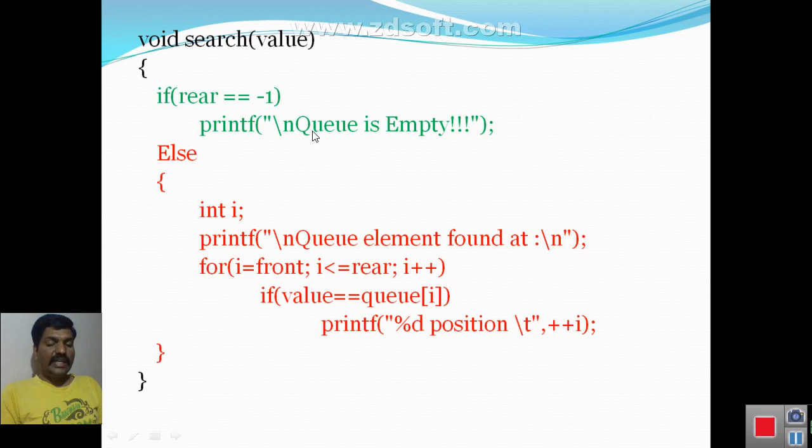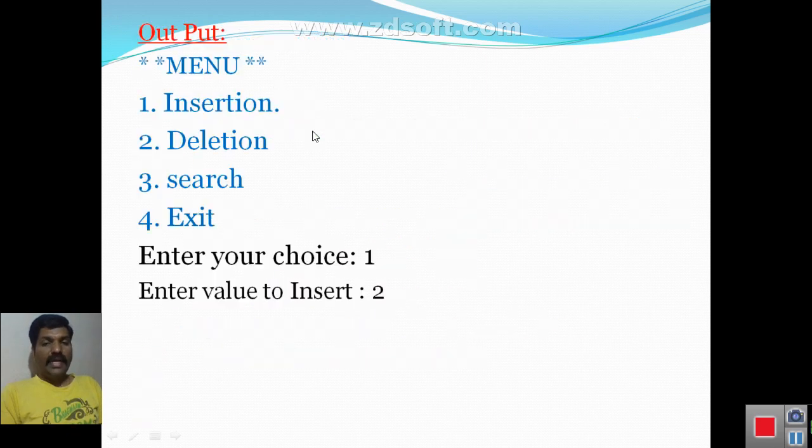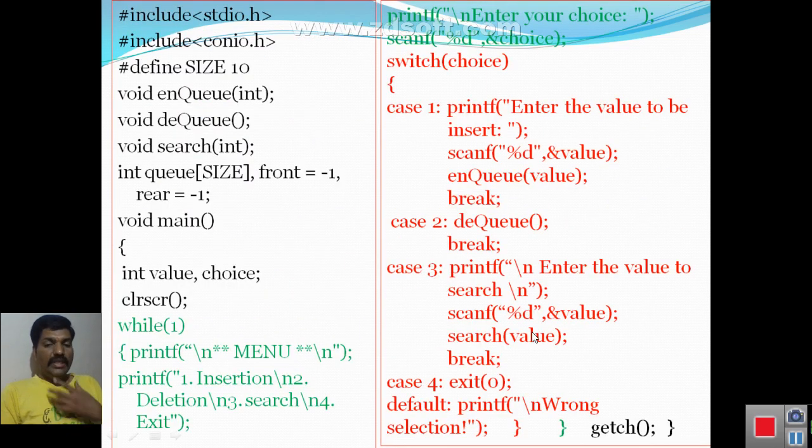After executing the entire search operation, we go back to the main function. In the same line, search value, the second line is break. The particular switch case breaks. Outside the switch is the while body, while of 1 true, again printf, menu, insertion, deletion, searching, exit. This time I am going to enter the value number 4.